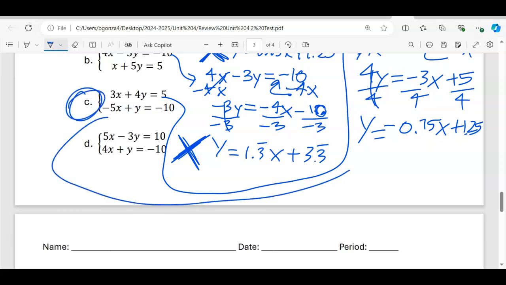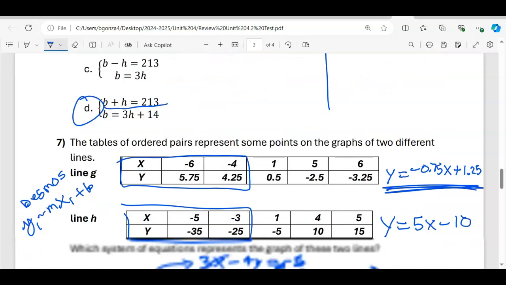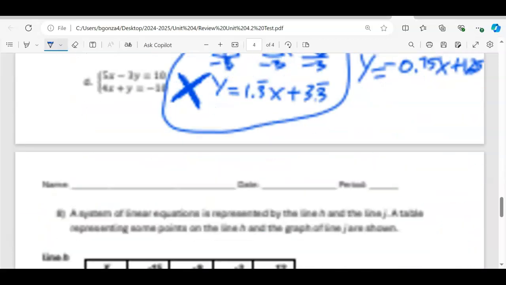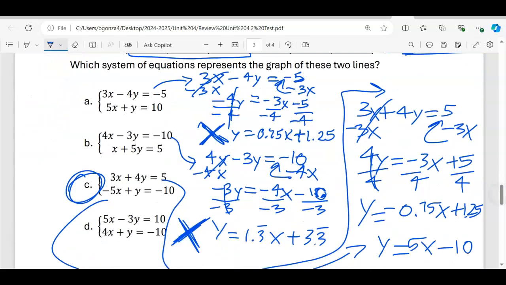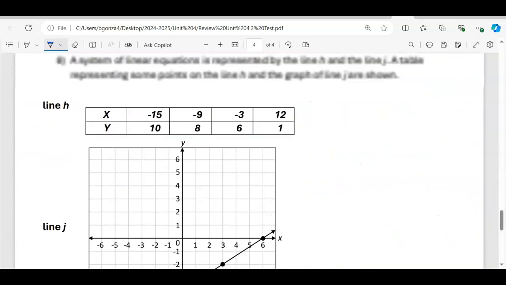If you solve this one, you end up getting y equals 5x minus 10. And that's what you get. So yes, that is the best answer. Okay. One more question here.